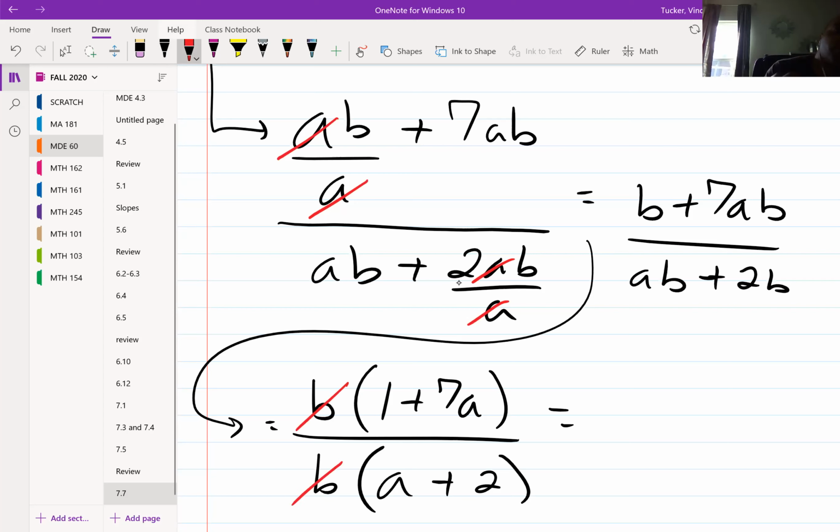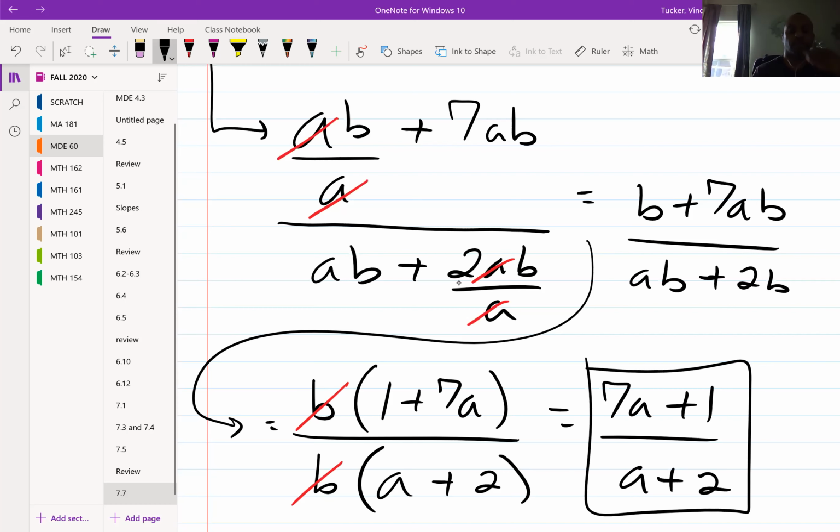These can cancel. 7a plus 1 over a plus 2. Or you could have left it at 1 plus 7a. It doesn't matter.